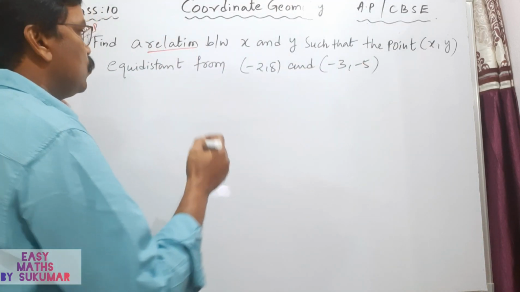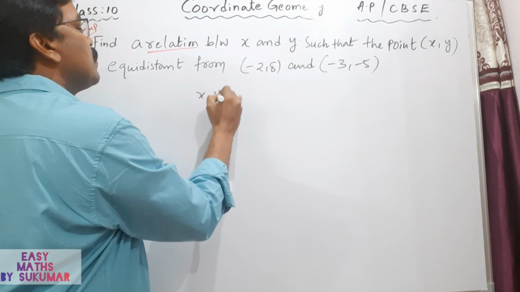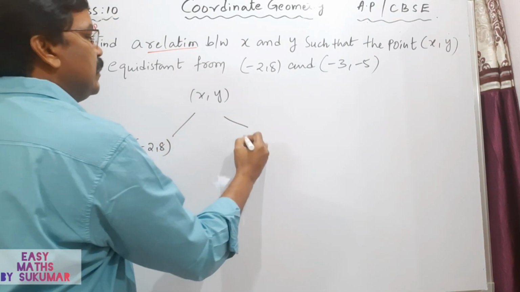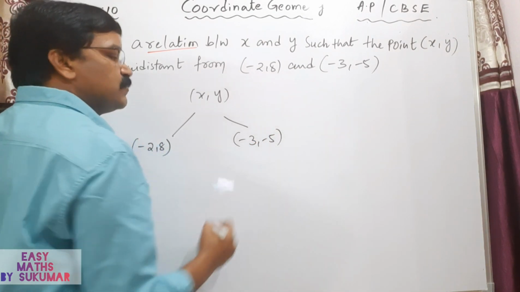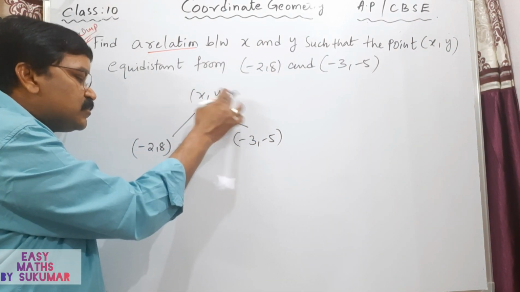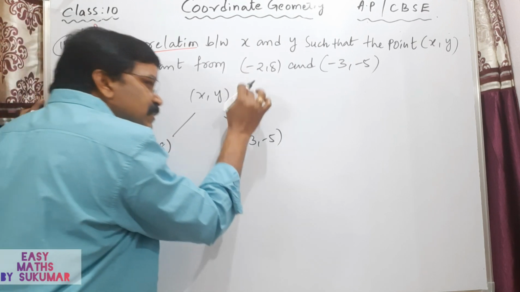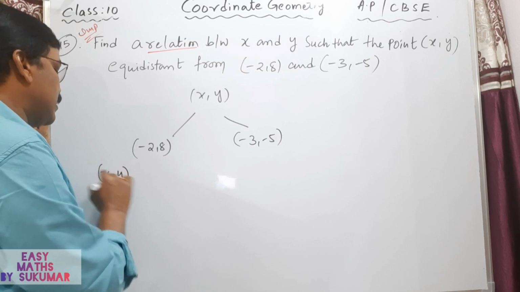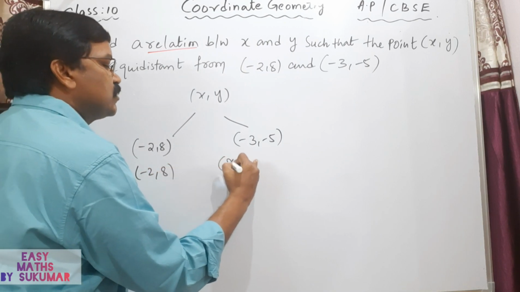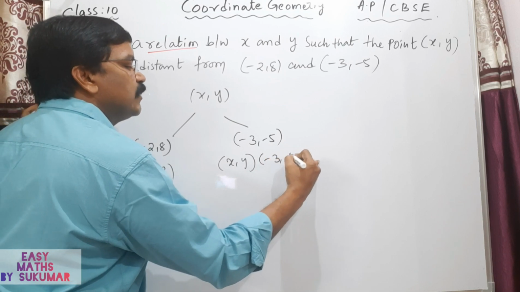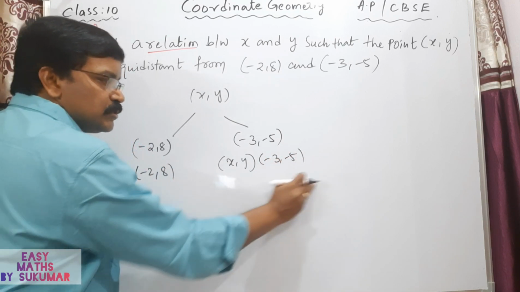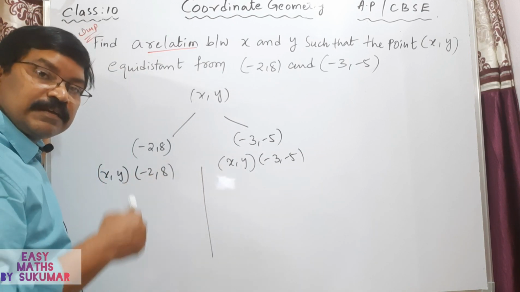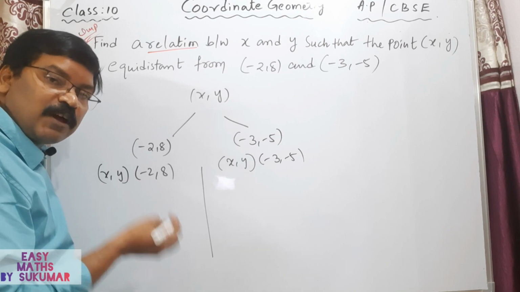Okay. Now look here, students. This (x, y) is equidistant from (-2, 8) and (-3, -5). That means we take (x, y) and (-2, 8), and (x, y) and (-3, -5). Find the distance between these two points, and again find the distance between these two points here. So let us use the distance between two points formula again.